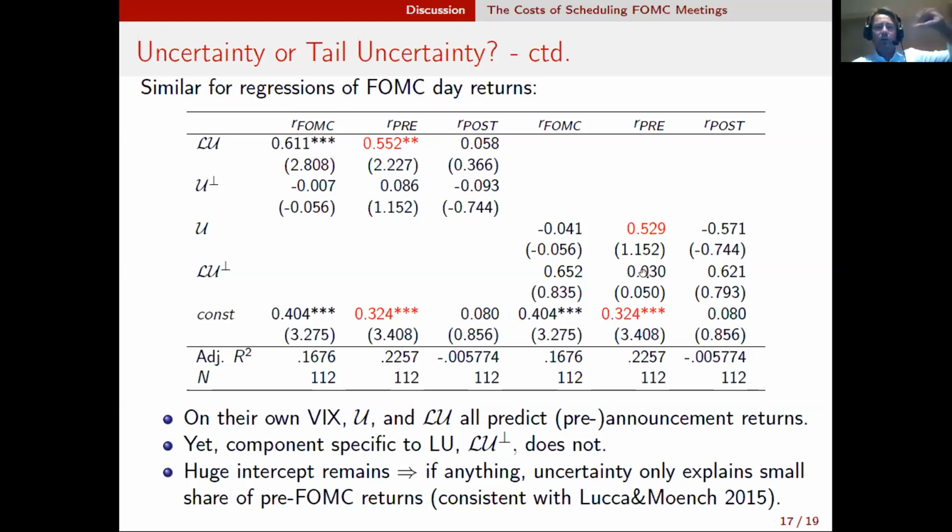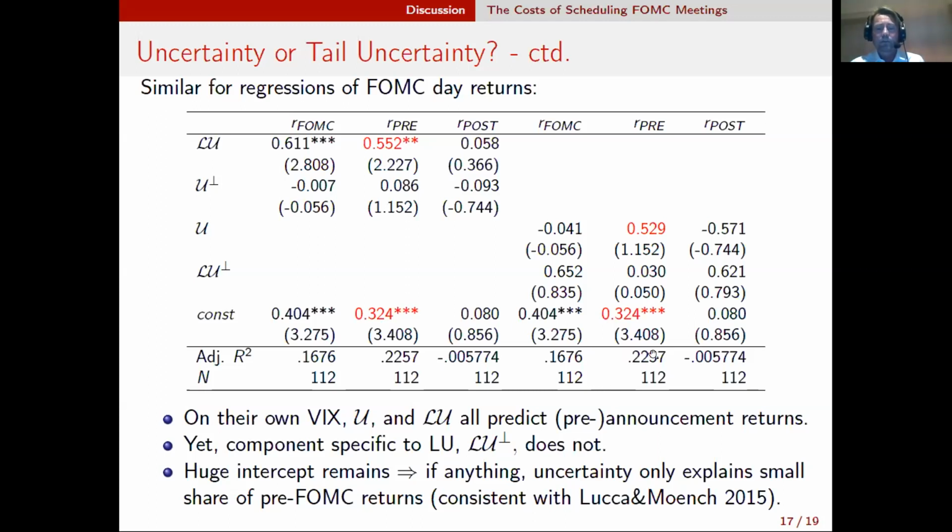Once I inverse the order of orthogonalization, and I purge left tail uncertainty from uncertainty, then there's no predictability. So while on their own, both the VIX uncertainty and left tail uncertainty predict pre-announcement returns, the component specific to left tail uncertainty, this LU orthogonal, does not. And of course, a huge intercept also remains in these regressions.